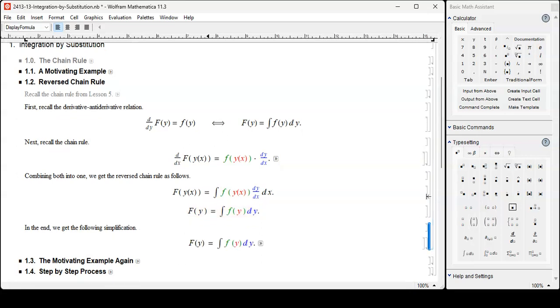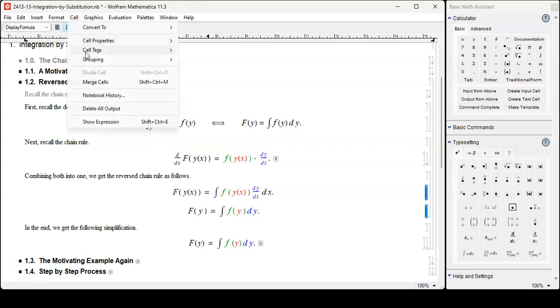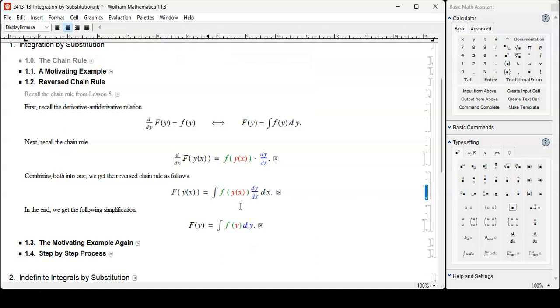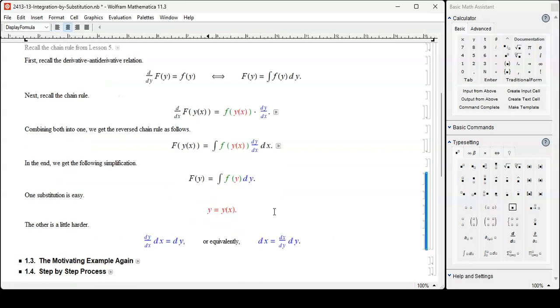What aspect am I talking about? That aspect is the substitution aspect. Compare this and that. One substitution is easy. Y is y of x. So that's easy. Second aspect, this thing here, dy over dx times dx, became dy, so it's a second substitution. Or equivalently, flip this to the other side, dx is dx over dy times dy.